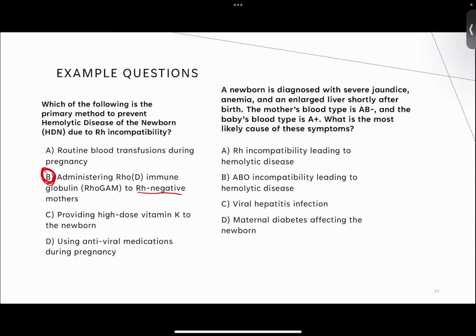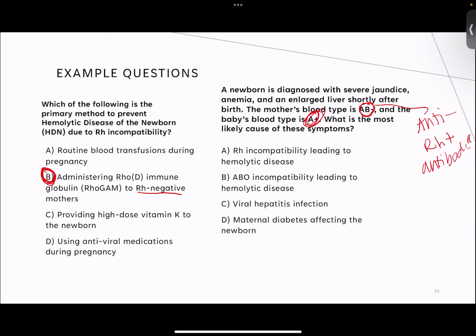So our second question: a newborn is diagnosed with severe jaundice, anemia, and an enlarged liver, which are indications of hemolytic disease of the newborn. The mother's blood type is AB negative and the baby's blood type is A positive. What is the most likely cause of these symptoms? Well, if the mother was AB negative, her body made anti-RH positive antibodies that could attack the baby's RH positive blood. So this is likely due to RH incompatibility.